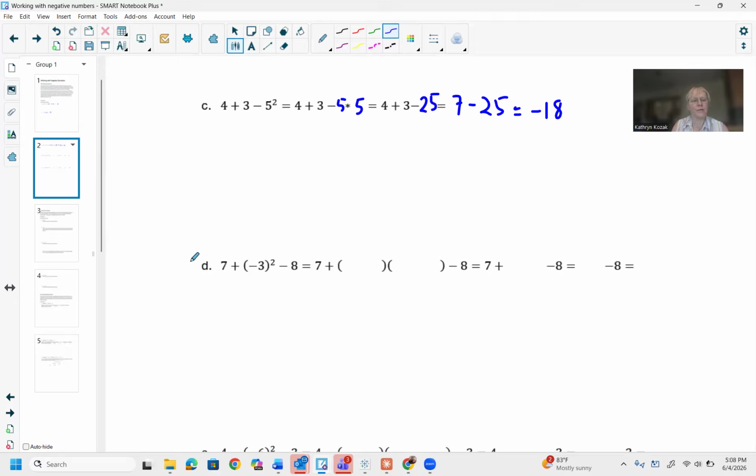Example D says we have 7 plus the quantity negative 3 squared, minus 8. Notice I said that as quantity negative 3, so I know the whole negative 3 is being squared. That's 7 plus negative 3 times negative 3, minus 8. Negative 3 times negative 3 is positive 9. 7 plus 9 is 16, and 16 minus 8 is 8.